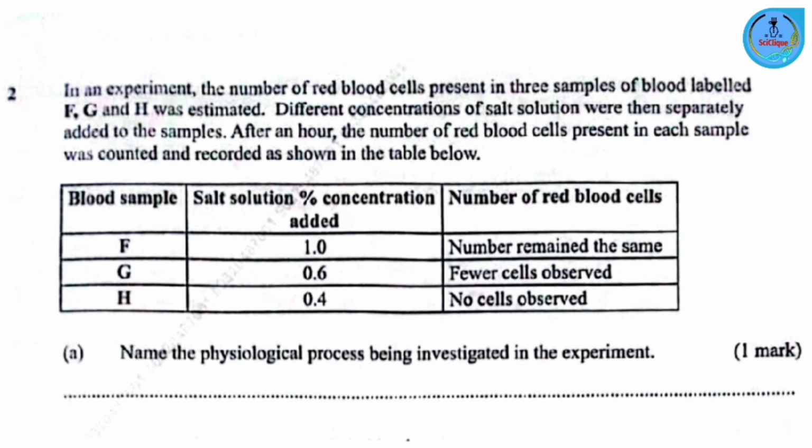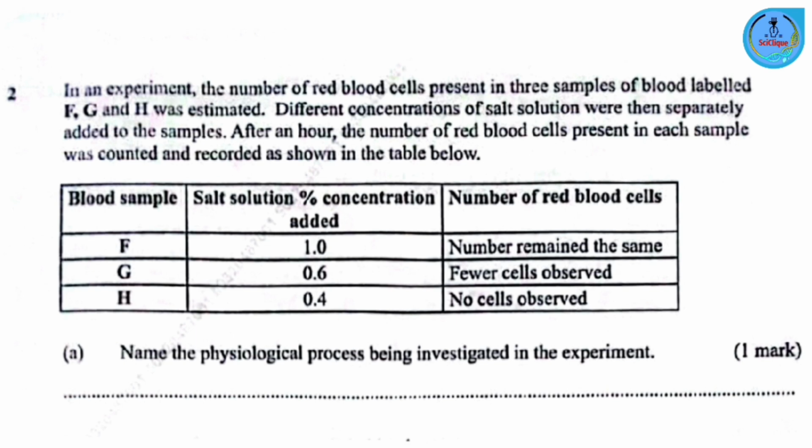So we have salt solution, percentage concentration added. So F had a percentage of 1, G had a concentration of 0.6, and H had the lowest salt concentration of 0.4. So we want to find out the effect that these different concentrations of salt solutions would have on the 3 samples of blood. Okay, so let's look at our table and the data provided.